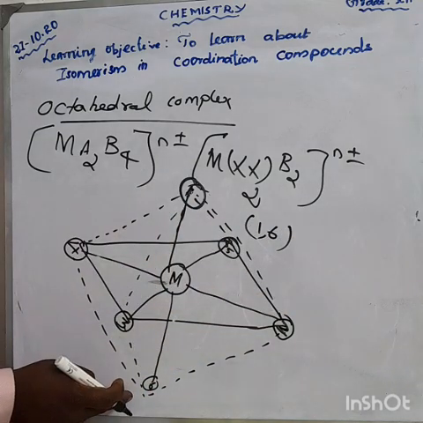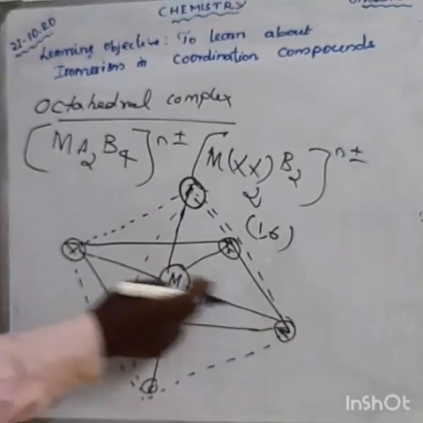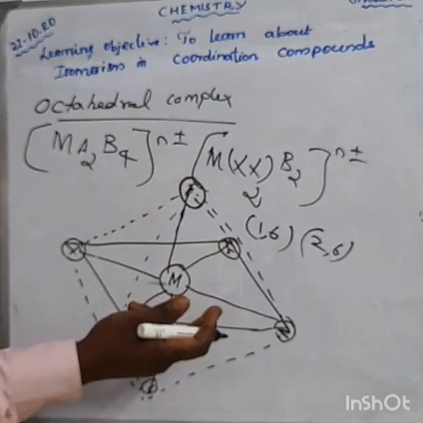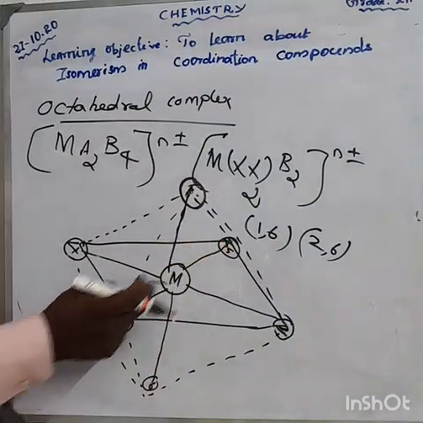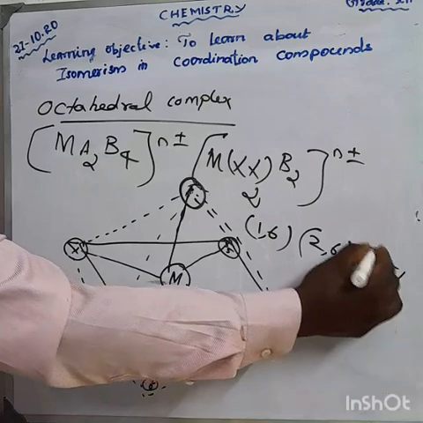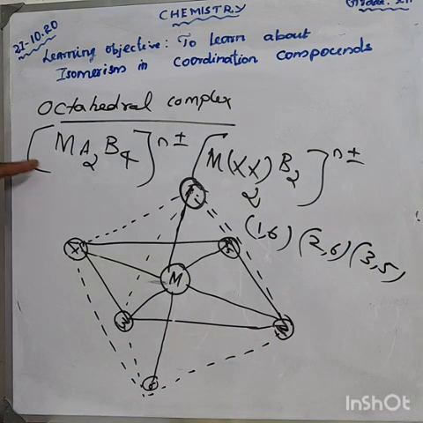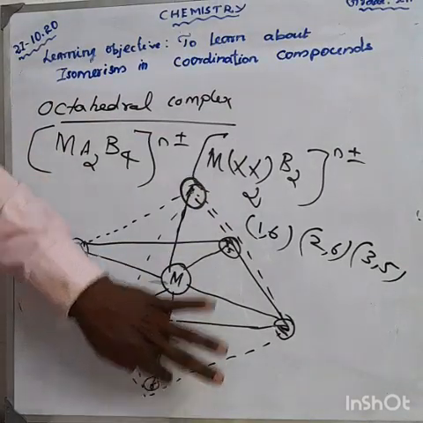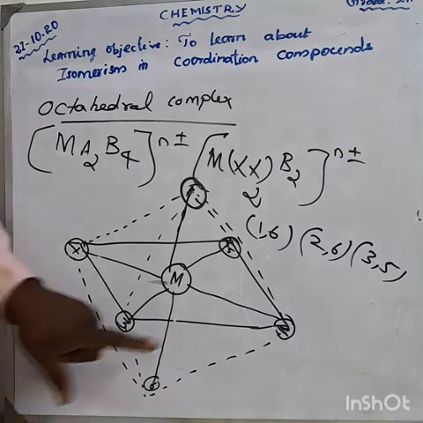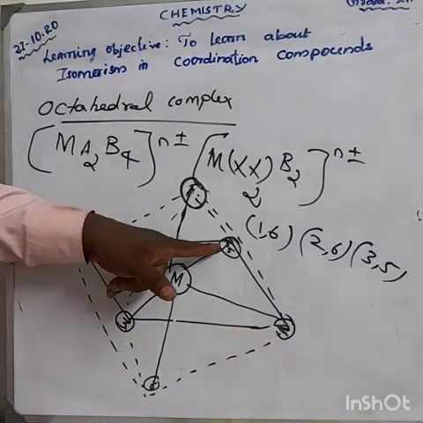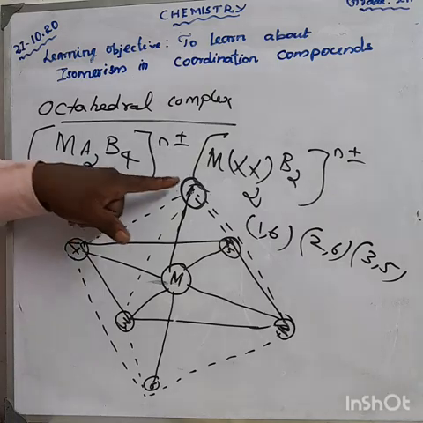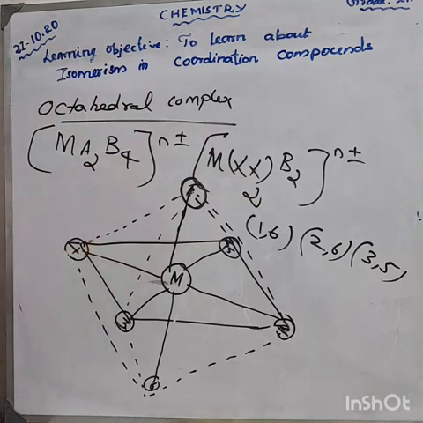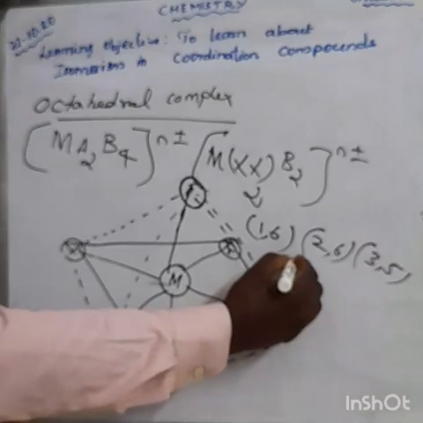1 and 6 are trans because they are opposite. Then 2 and 4, this is also opposite. Next, 3 and 5, also trans. For this octahedral complex, don't forget that 1 and 6, 2 and 4, 3 and 5 are opposite. Can you see which are the trans isomers? 1 and 6, 2 and 4, 3 and 5 are the trans isomers.